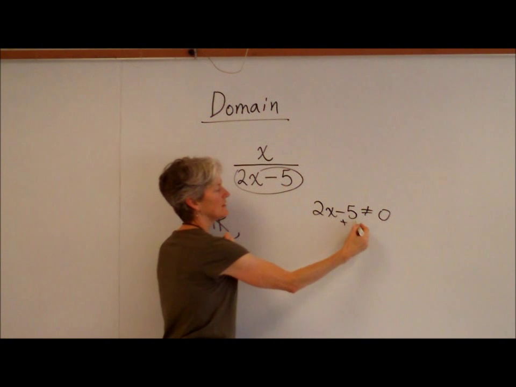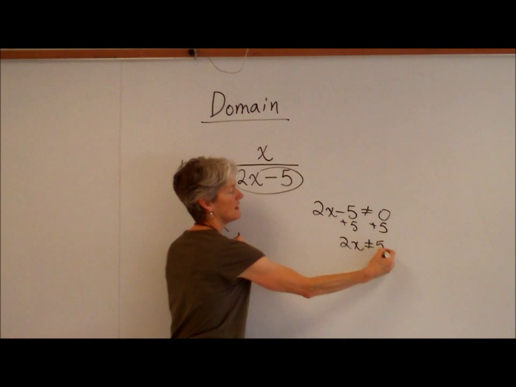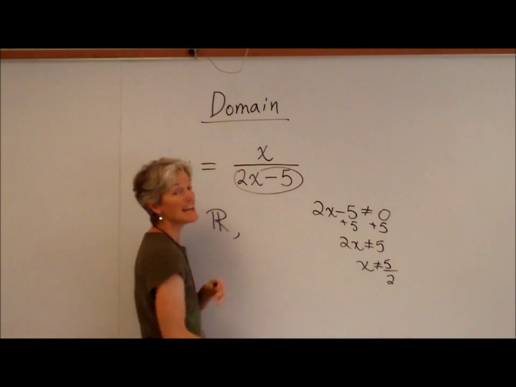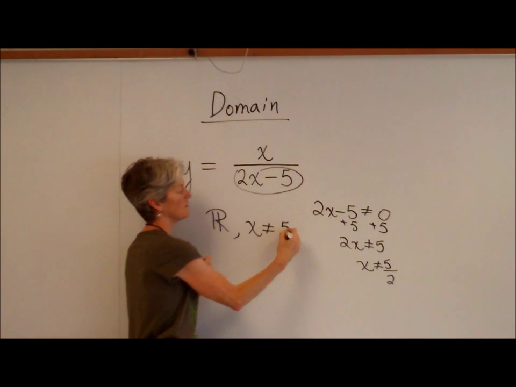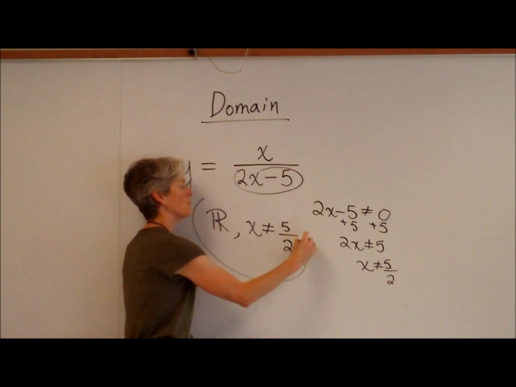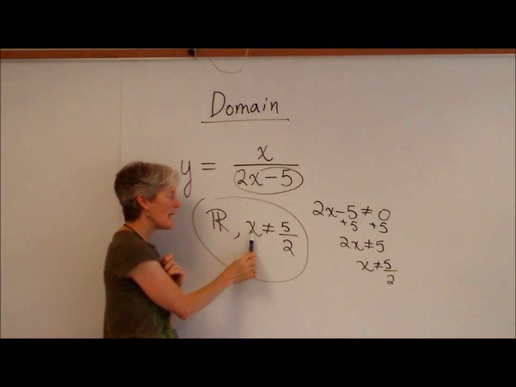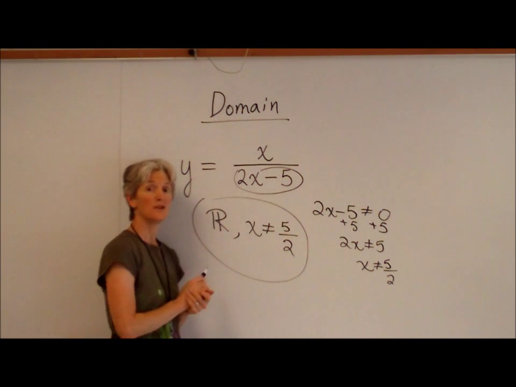You can treat it as a little kind of equation, if you will. If I divide by 2, x cannot equal 5 halves. So I can state that here, or 2 1/2, as my domain. Basically, I can plug in any real number I want to except for this one value. 2.5 is going to produce 0 in the denominator.